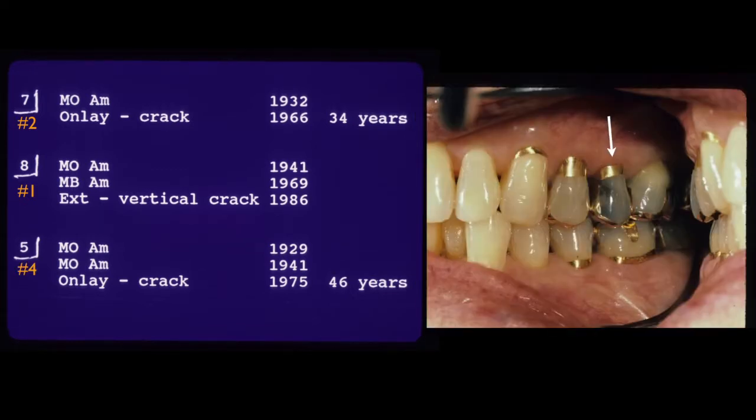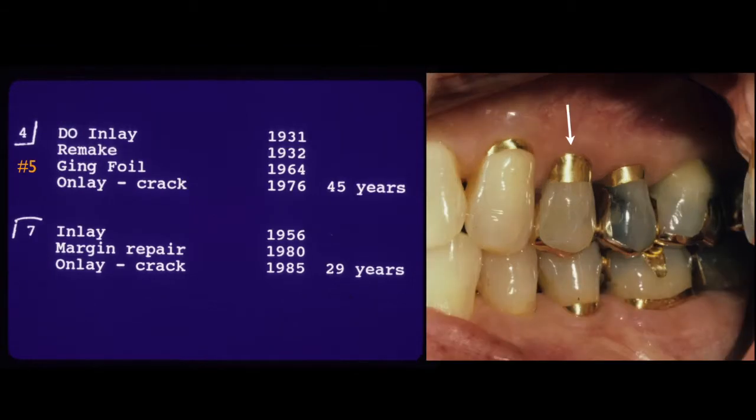Number 4 had an MO amalgam in 1929. It was redone in 1941, and the tooth cracked in 1975, or 46 years after the first amalgam. And I left the amalgam in as a base, which created that terrible stain under the onlay. Number 5 had a DO inlay in 1931, was redone in 32 for some reason, had a gingival foil in 64, and then cracked in 1976, or 45 years after the first inlay.